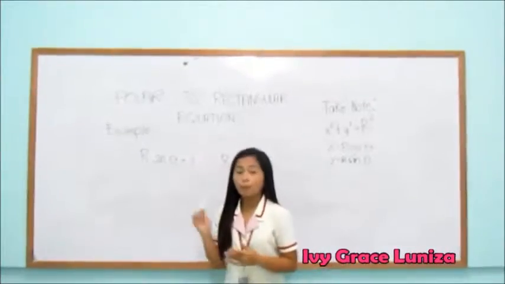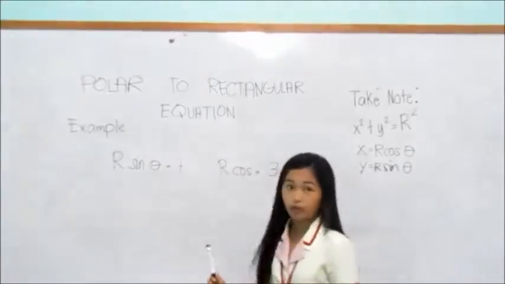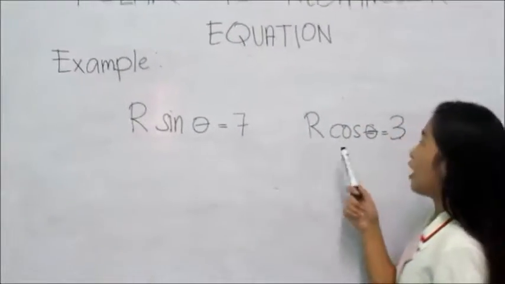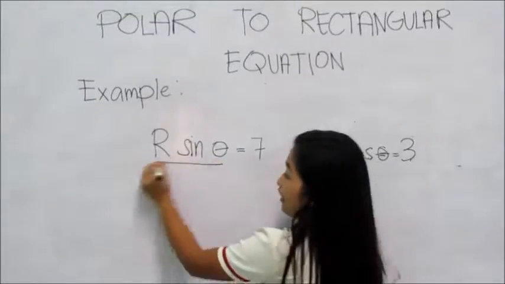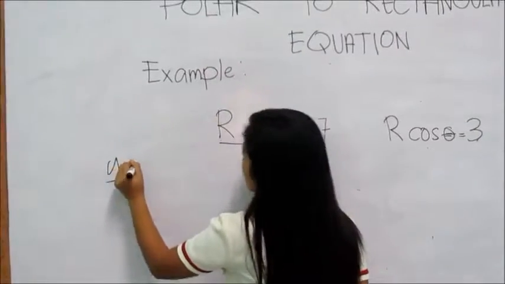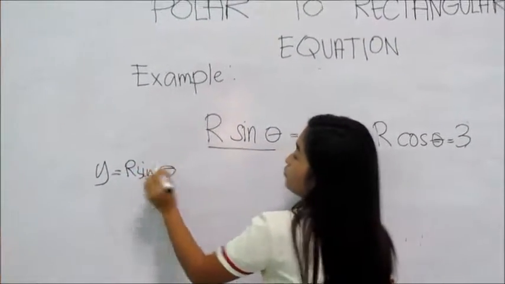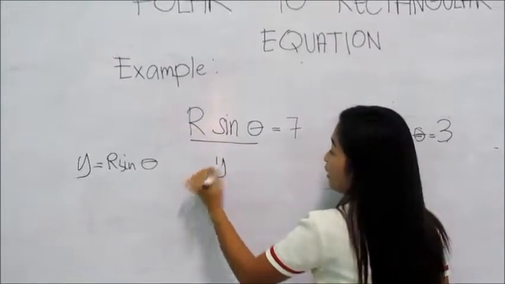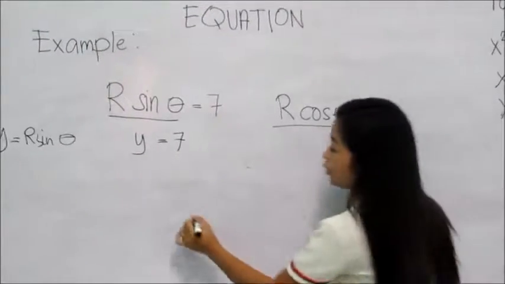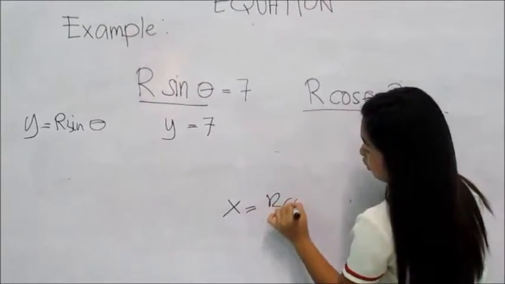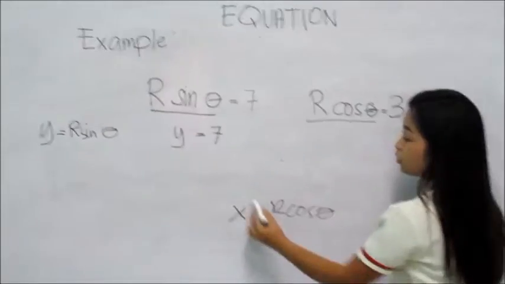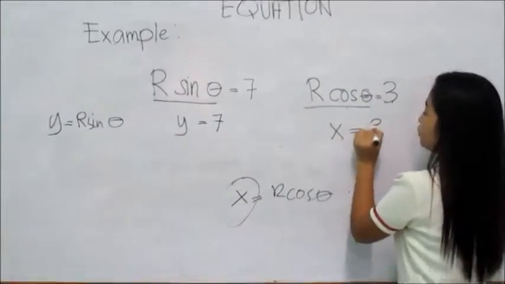Now, we will convert a polar equation to a rectangular equation. For example, r sin theta is equal to 7 and r cos theta is equal to 3. For r sin theta, we substitute y, because y is equal to r sin theta. So this is going to be y is equal to 7. r cos theta is equal to x, so we substitute x for r cos theta. So x is equal to 3.